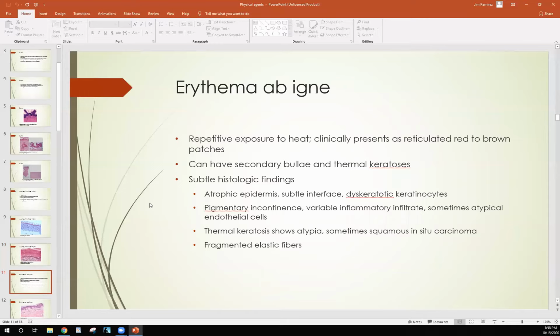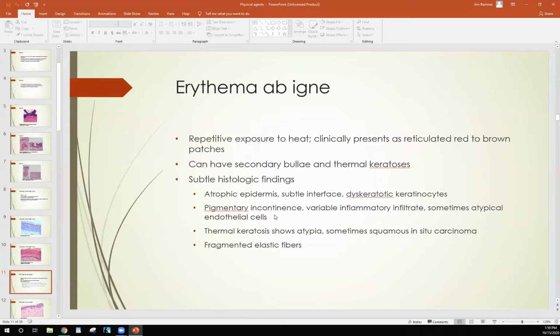So we'll change a little bit here and talk about Erythema ab igne, which is a condition you're probably familiar with. Repetitive exposure to heat causes it. And clinically, we often see this present as reticulated red to brown patches. You can have secondary bulla, and you can have something called thermal keratoses, which I think of as kind of this atypia, jumbling, mild atypia of the basal layer, and sometimes full thickness. It can mimic an AK, an actinic keratosis, or in some instances, a squamous in situ.